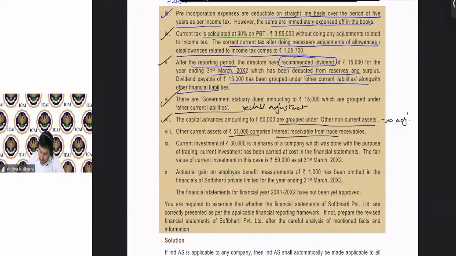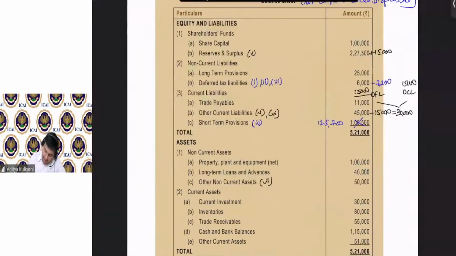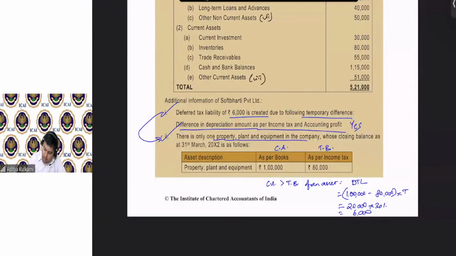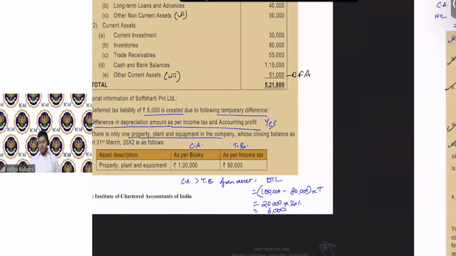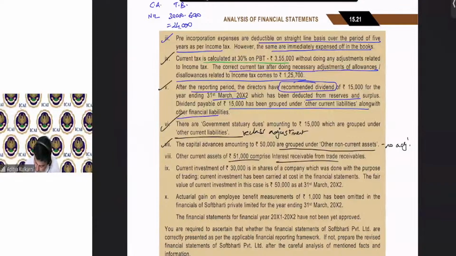It is a financial asset. Absolutely right. It is a financial asset. So adjustment 8, this has to go under other financial asset. Absolutely right. Sumit, Satish, absolutely right. Other financial assets. Okay.